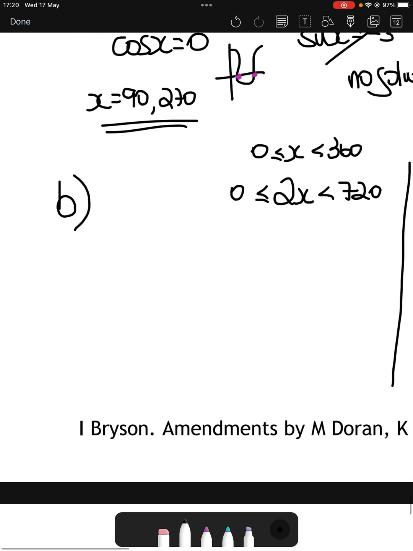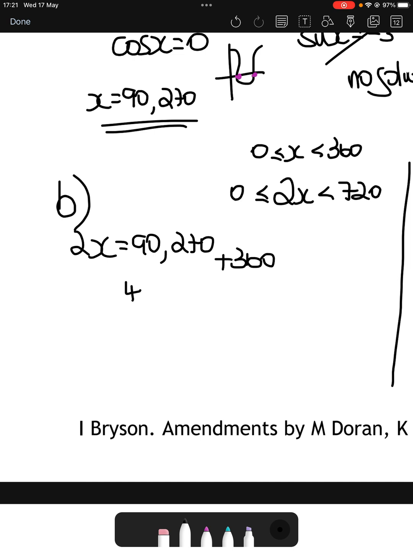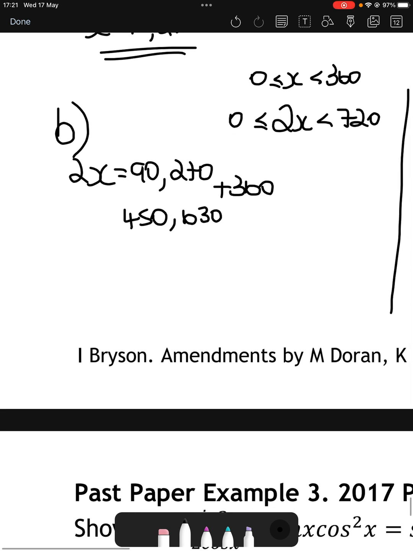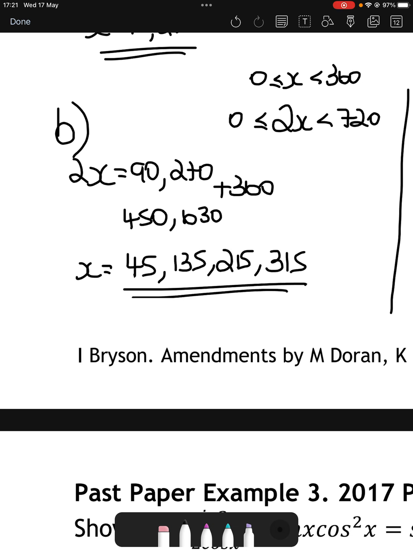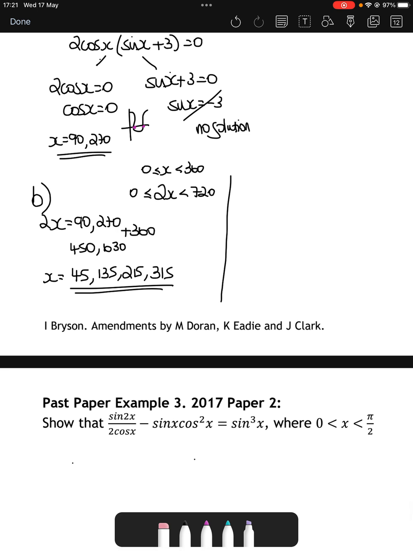Okay, we're doubling it. So if we have 90 and 270, what we're doing is we're going to add on 360, which is going to be 450 and 630. And that's technically 2x. So our new values of x, half that, divided by 2, are going to be here. Okay, so we have double the amount of angles. How do we get them? Basically what we're doing is we're increasing it from 0 to 720. And that's how we know we add on our 360 and then that's 2x technically, so x must be that.